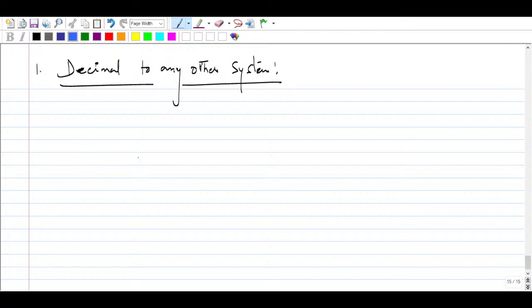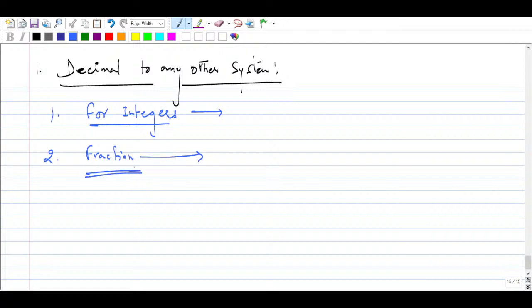You can have two kinds of numbers. I mean, you can have two parts, integer as well as fraction. So for integers you have to keep these things in mind. For integers, what you have to do, and for the fractional part, what you have to do. So these steps you have to keep in mind.